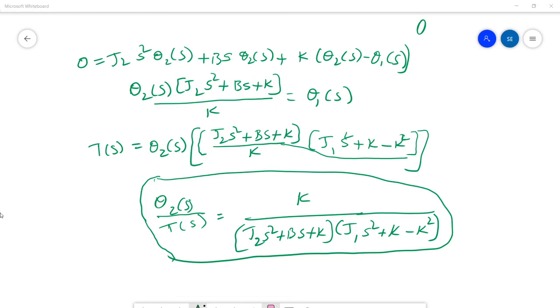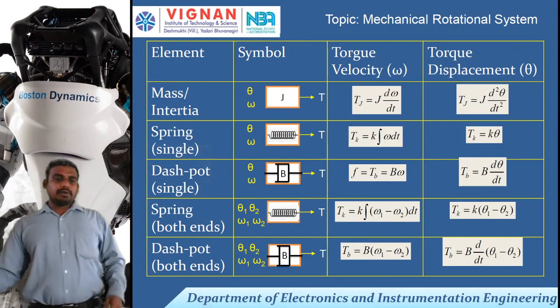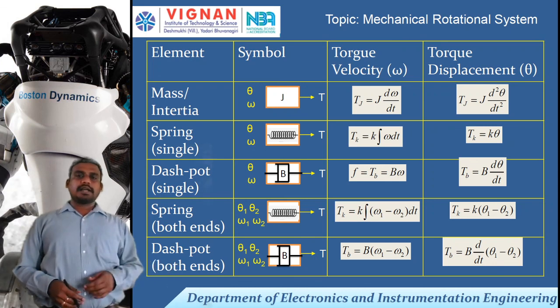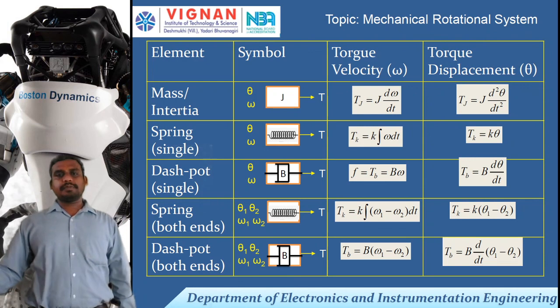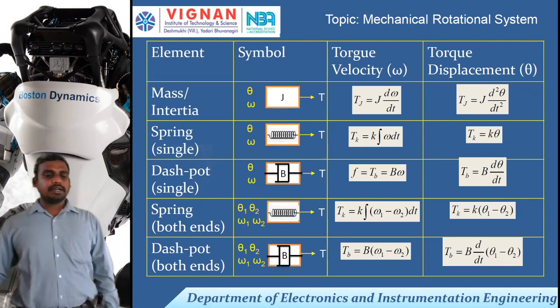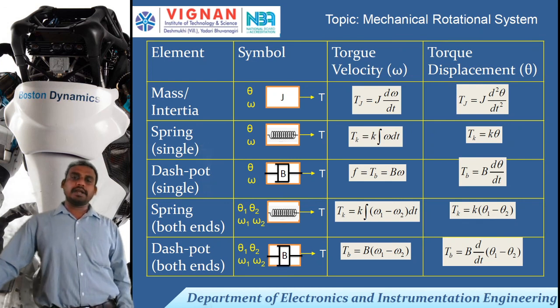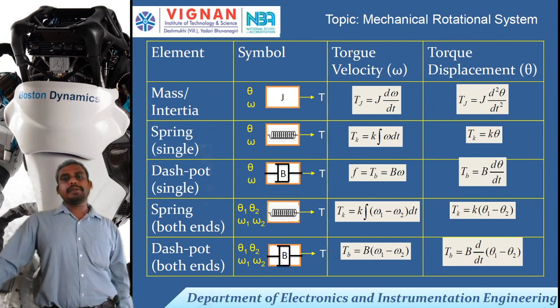So that's it for today's class. Just a recap of what we have done in this class. We have considered mechanical rotational systems and given different terms of mechanical rotational systems. Then we formulated two examples. One considering one inertia J1, and in the second example we considered two inertias, where we derived the mathematical model for the mechanical rotational system.